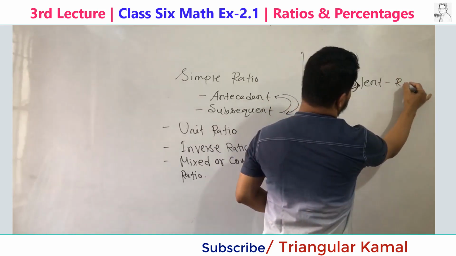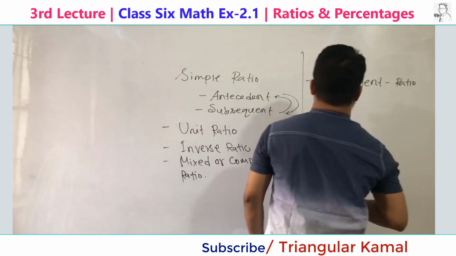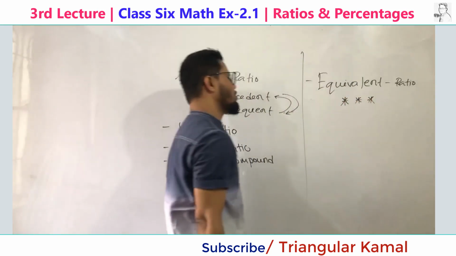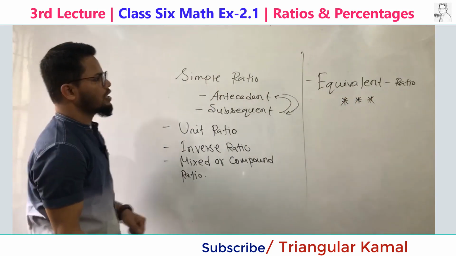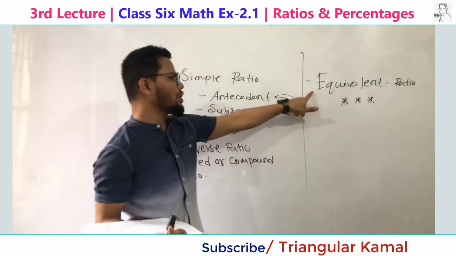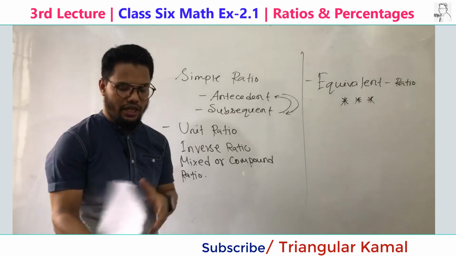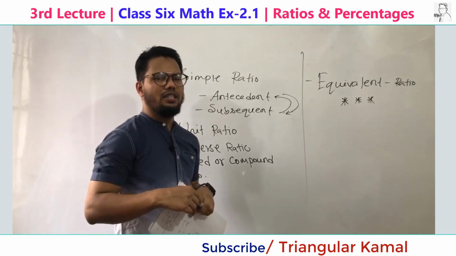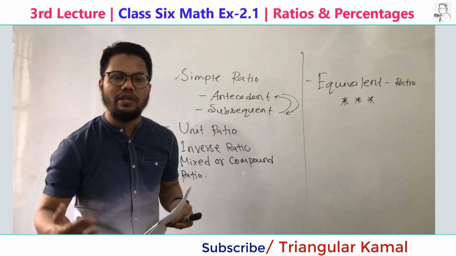Equivalent ratio. And our maximum word problem here is related with equivalent ratios. Then start here the 3 marks equivalent ratios. By these equivalent ratios we have done 3 to 4 maths. So hopefully today's maths is not difficult, almost similar to the previous maths.